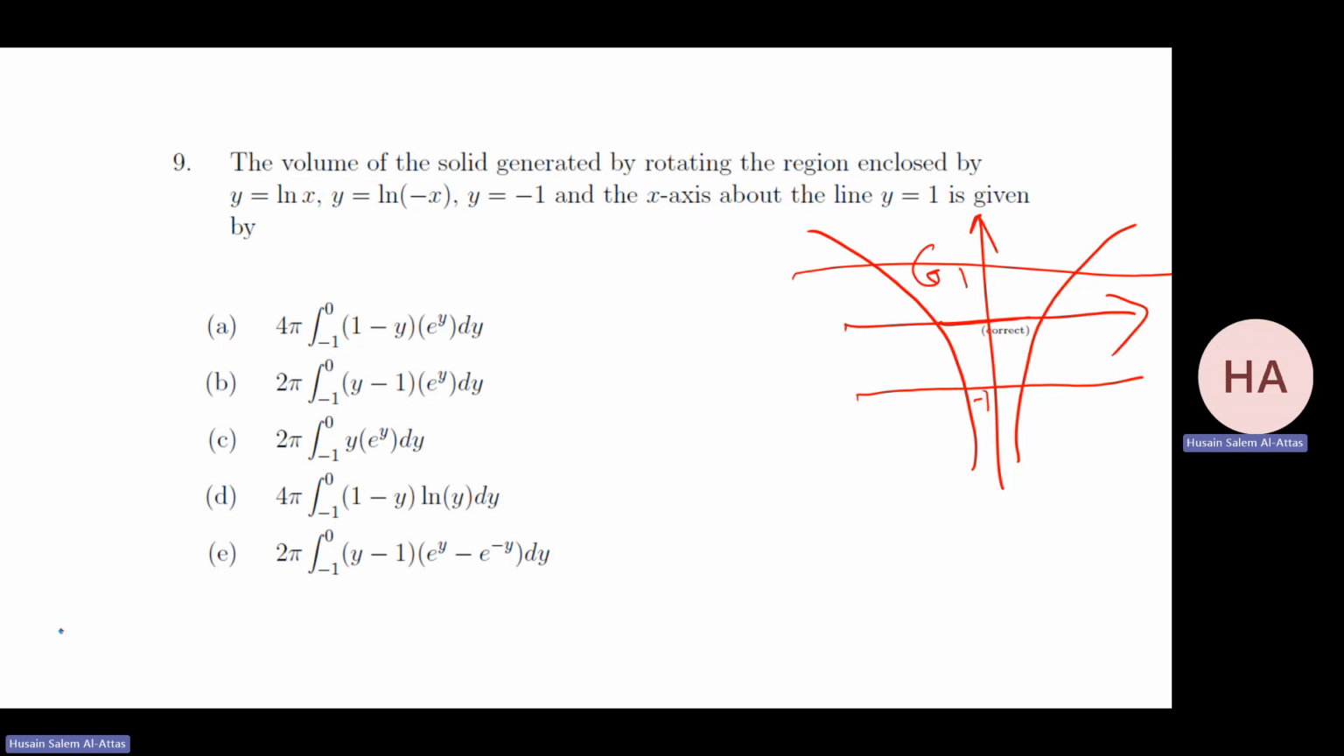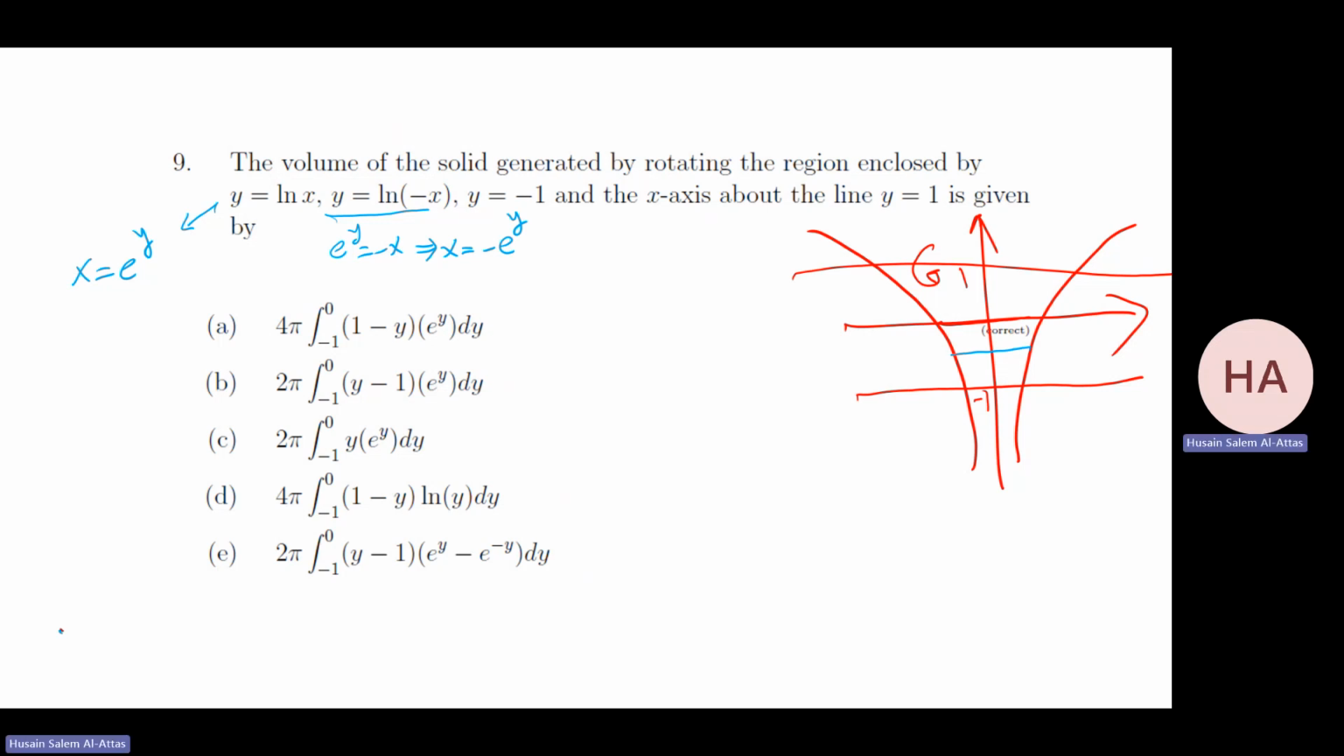So if you notice, I have everything in terms of y. So I need to change everything and write everything in terms of y, not in terms of x. So I have what? In this one, taking e, I have x equals e to the power y. This is very clear. Now in this one, if I take e, I have e to the power y equals minus x. So you have x equals minus e to the power y.